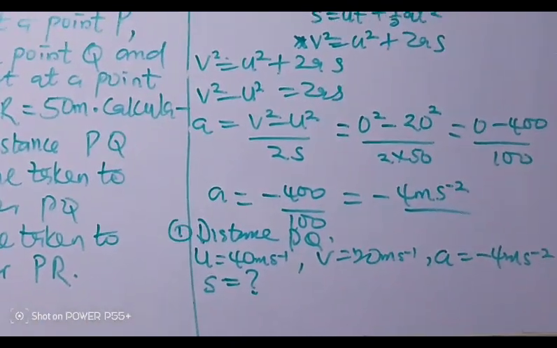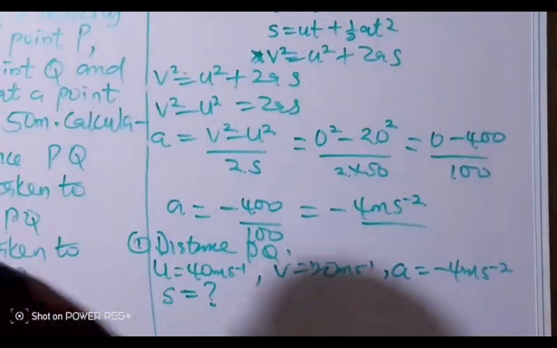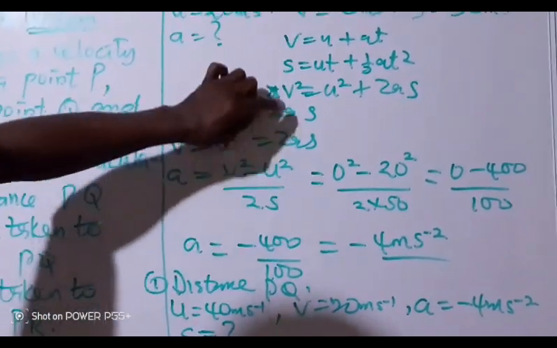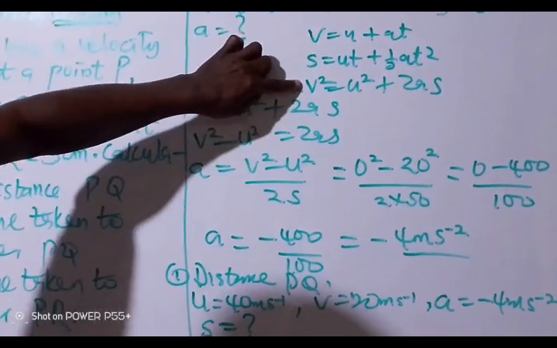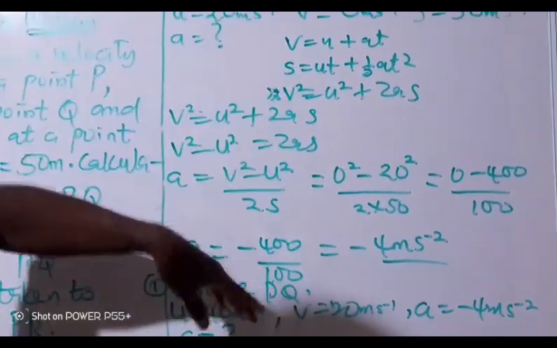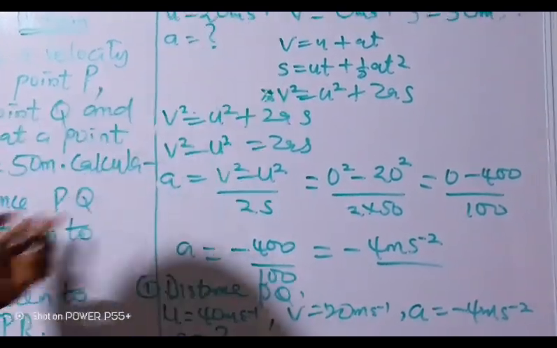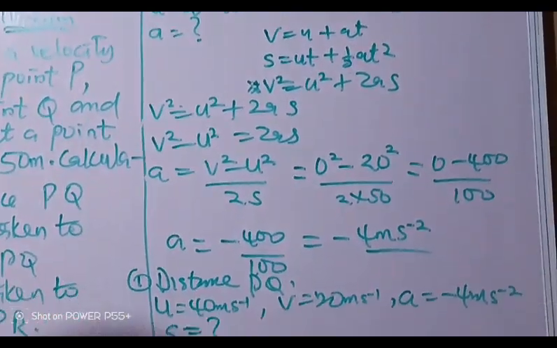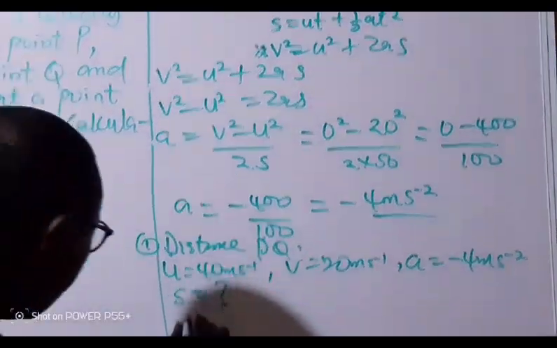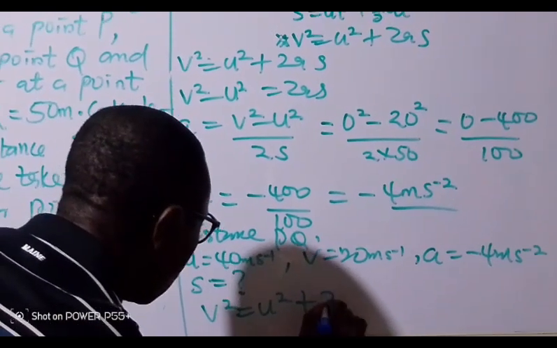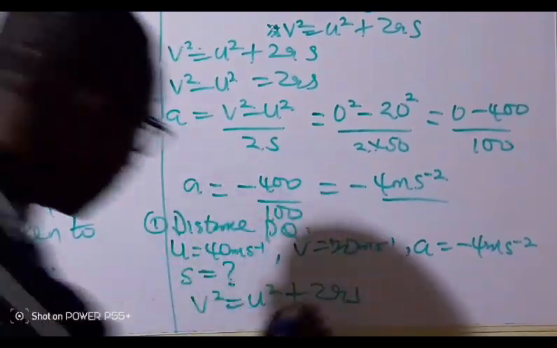So without wasting our time, if we look at these parameters and compare with these three equations, we quickly say that it is only equation 3 that can solve it. Why? Because time is not given. Later, the question asks us to calculate time. So we can now use equation 3 by saying V squared is equal to U squared plus 2AS.